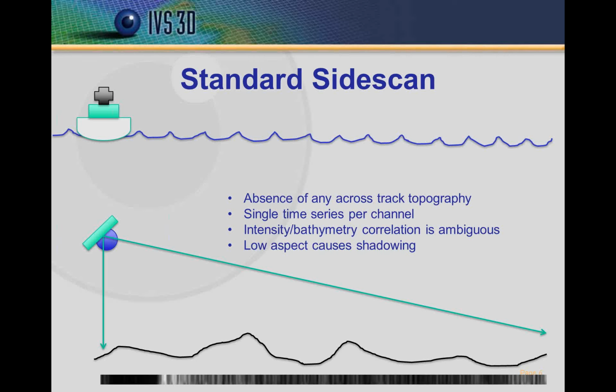And then the backscatter intensity and the actual bathymetry on the seabed, the correlation between those two key items is really ambiguous. Typically there's a flat bottom assumption when you're doing slant range correction, so you don't really know where the imagery fits on the seabed. And of course, the low aspect ratio inherent when you have a towed side scan causes shadowing, so there's areas of the seabed that you get no imagery from.